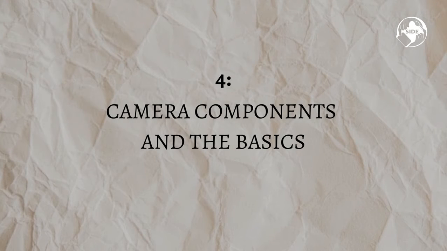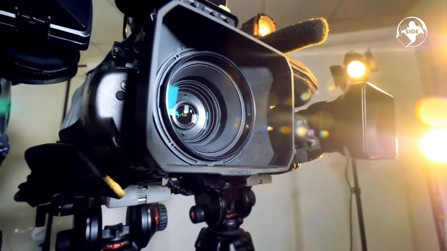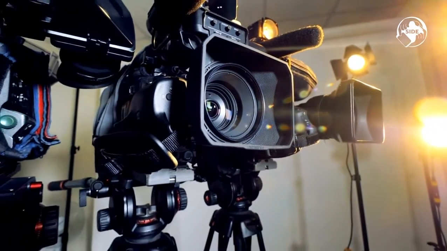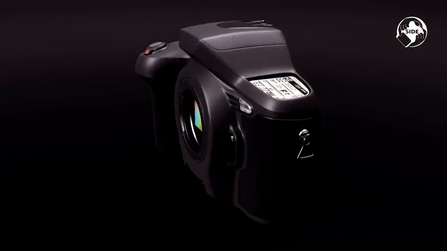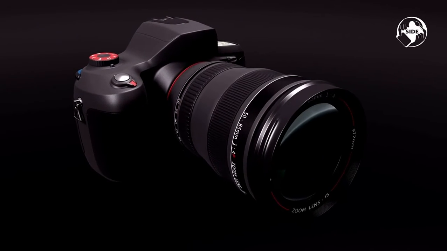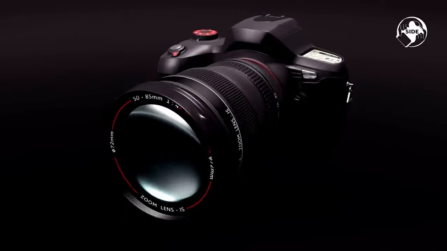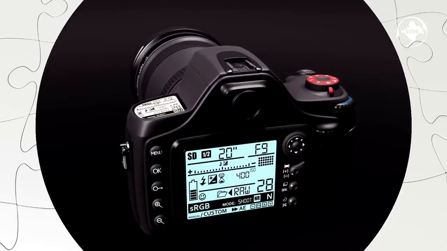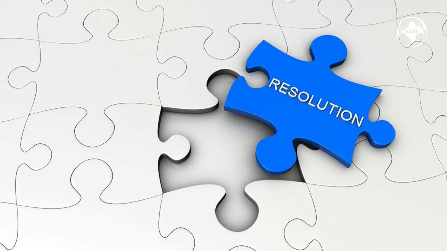Unit 4. Camera components and the basics. For the best 360 camera management, it is important to understand its basic functions. When looking at the different types of recording cameras, it is important to understand how they work. We'll start with resolution, which will determine how much visual information your camera can capture.